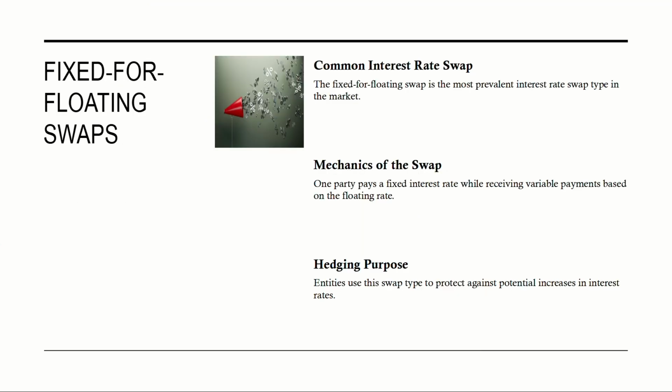Fixed for floating swaps. Common interest rate swap. The fixed for floating swap is the most prevalent interest rate swap type in the market. Mechanics of the swap. One party pays a fixed interest rate while receiving variable payments based on the floating rate. Hedging purpose. Entities use this swap type to protect against potential increases in interest rates.